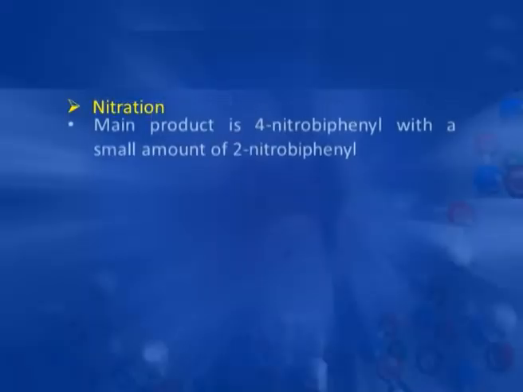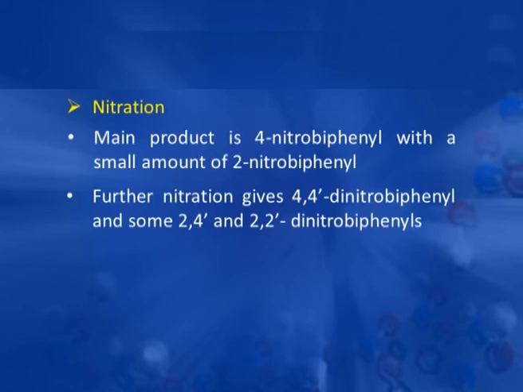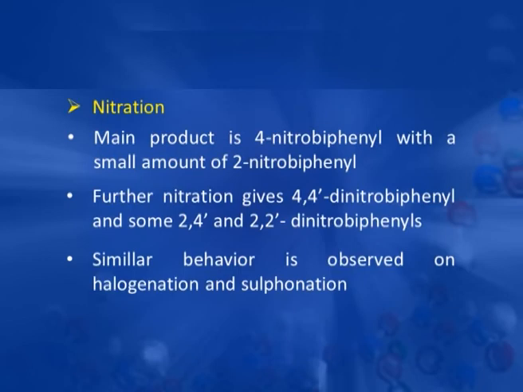For example, if we take the case of nitration, the main product for mono substitution is 4-nitrobiphenyl with a very small amount of 2-nitrobiphenyl, and further nitration gives 4,4'-dinitrobiphenyl and some amount of 2,4'- and 2,2'-dinitrobiphenyls. Similar behavior is observed for halogenation and sulfonation also.